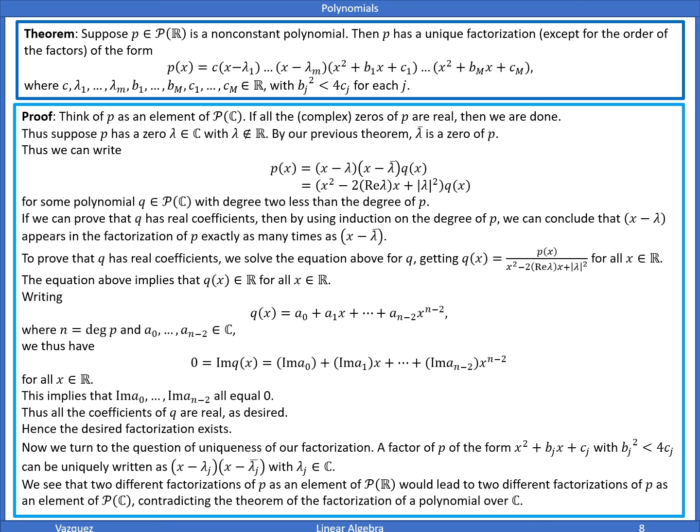But this concludes our section on polynomials, and next we'll be looking at chapter 5, which deals with invariant spaces, eigenvalues, and eigenvectors.